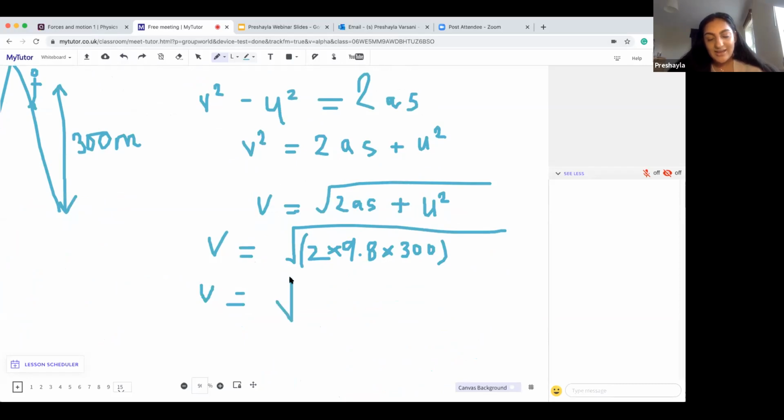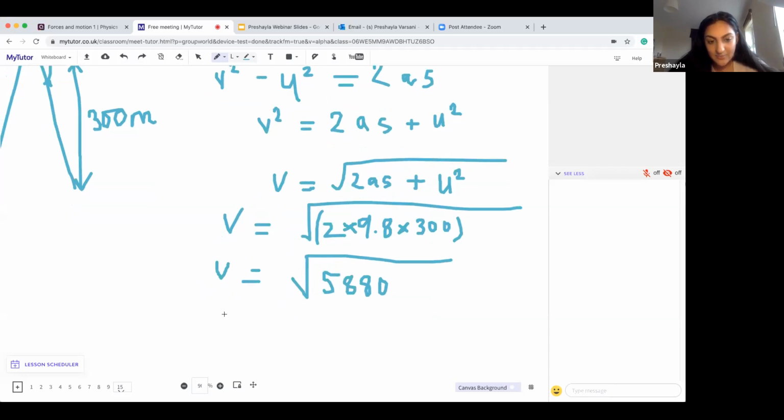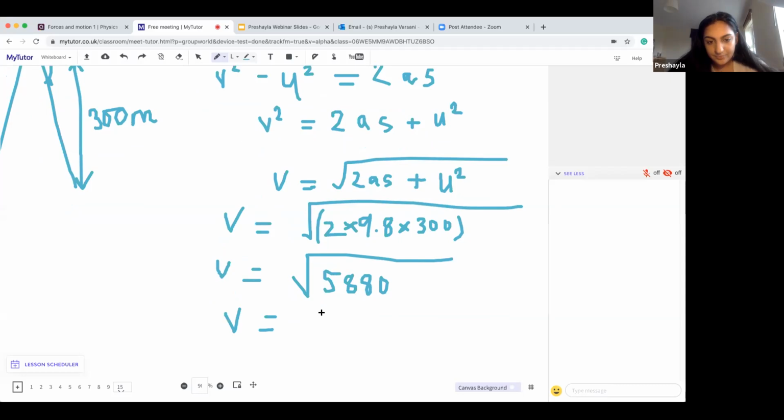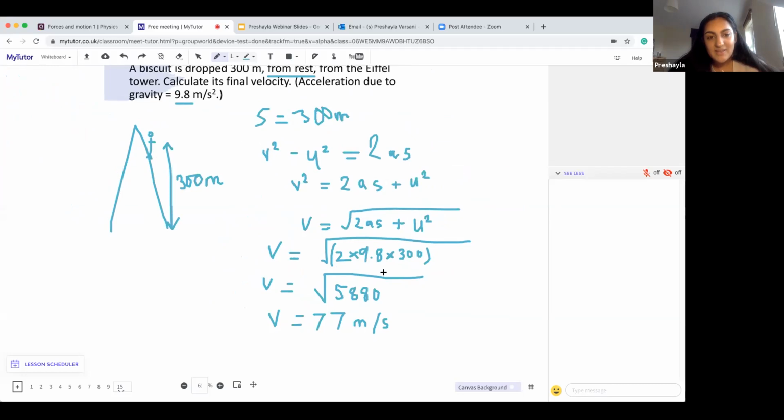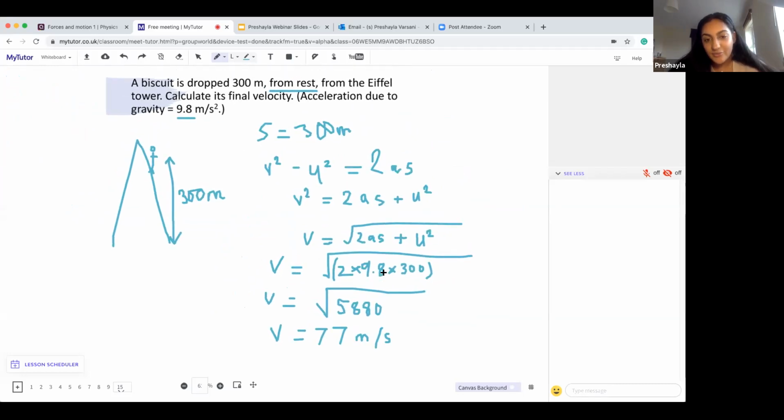So let's do that. Let's do 2 times 9.8 times 300 on our calculators, and we will get an answer of 5,880, which when we square root, we get 77 meters per second. So our final answer for the final velocity is 77 meters per second.